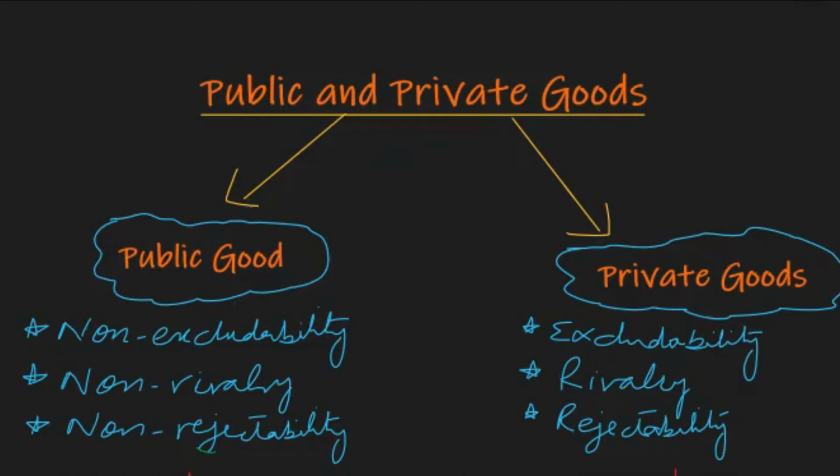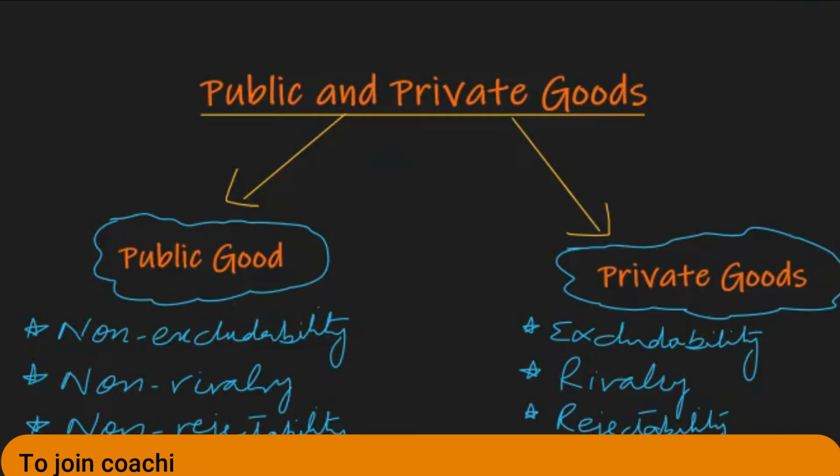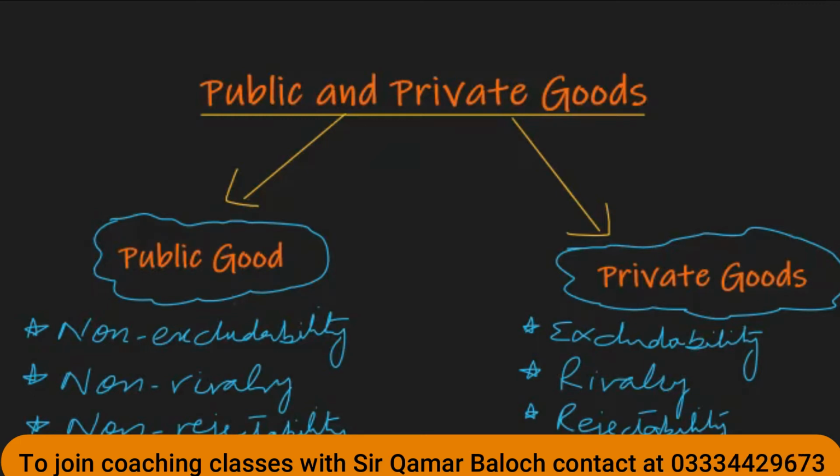The topic for now is classification of goods and services. Goods and services are classified into public, private, quasi-public goods, merit and demerit goods. Now I will explain these types of goods and services in detail one by one. And the first type of good is public good.